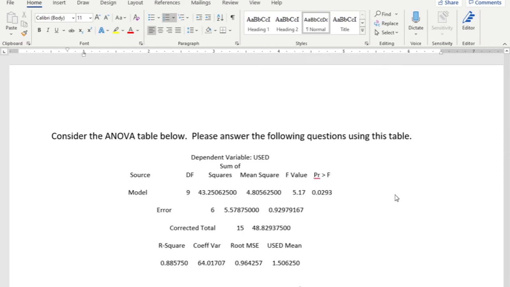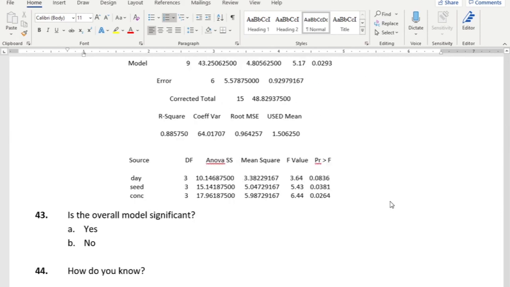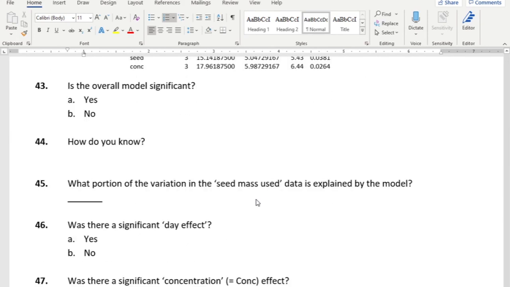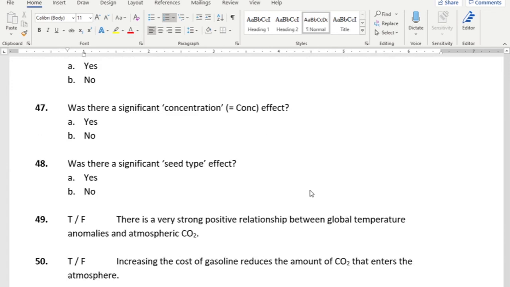All right, we're not going to do the ANOVA stuff. You've battled that sufficiently in your giving up density stuff. We're going to skip all of that. All right, question 49. There is a very strong positive relationship between global temperature anomalies and atmospheric CO2. That is a true statement. 50, increasing the cost of gasoline reduces the amount of CO2 that enters the atmosphere. That also is a true statement.